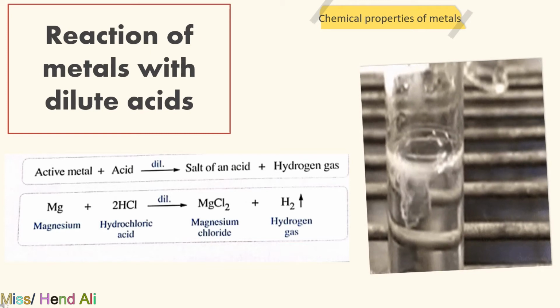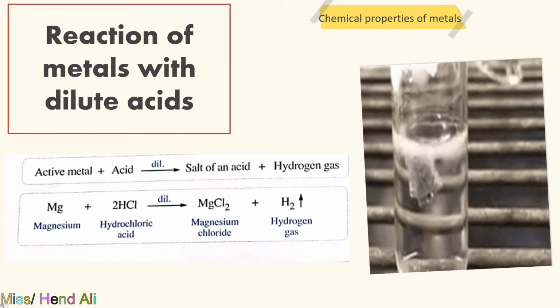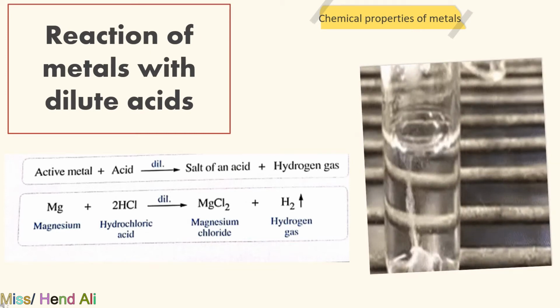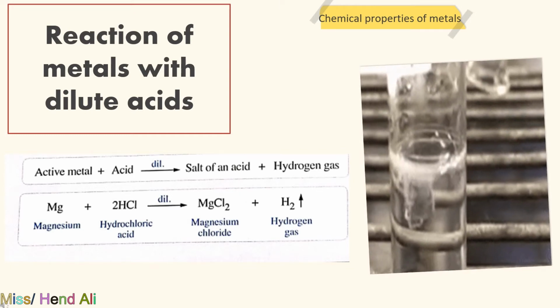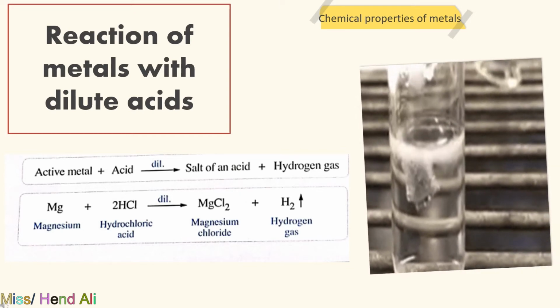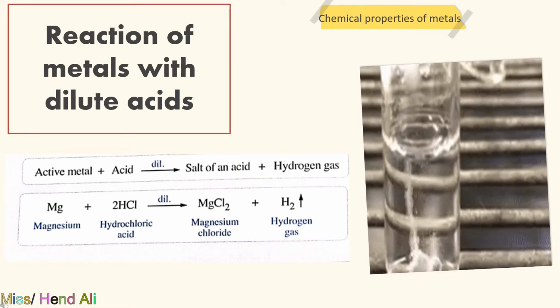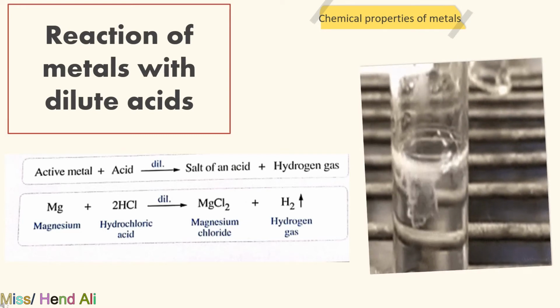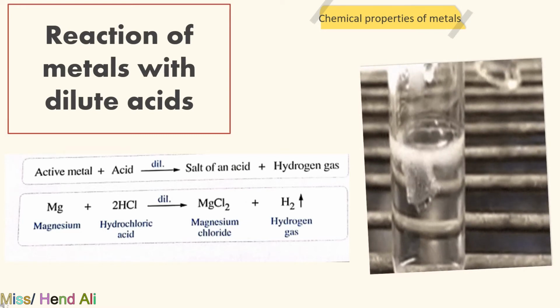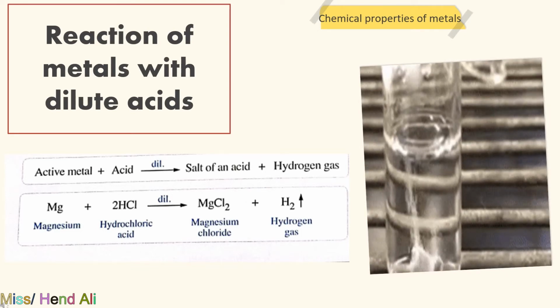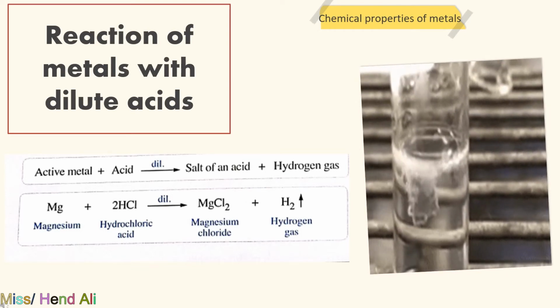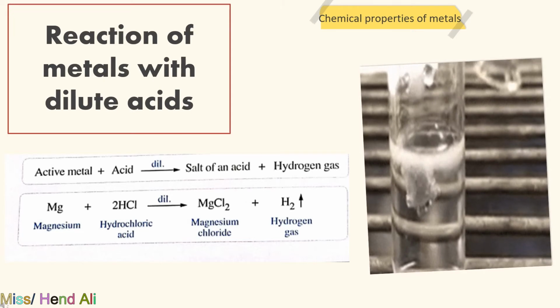So we add a piece of magnesium to HCl. We will notice the evolving of gas bubbles, which is hydrogen. Mg plus 2HCl gives MgCl2 plus H2. And this arrow represents the evolving of hydrogen gas, and we can see it by seeing the bubbles. So when I see the bubbles, it's hydrogen gas.